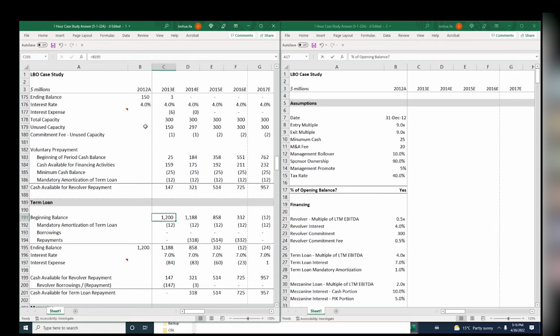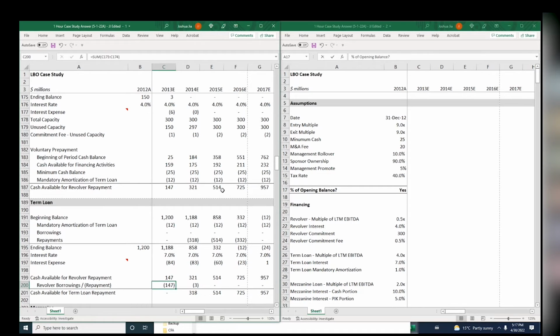After you've done that, you go to the term loan. We know we take out 1.2 billion, and we're amortizing 1% of it every year, which is happening here. Now, with a term loan you cannot borrow more, it's not a revolver, but you can prepay it. So we take this line, cash available for revolver payment, and ask how much of that was used to repay the revolver. That's where this is coming from.